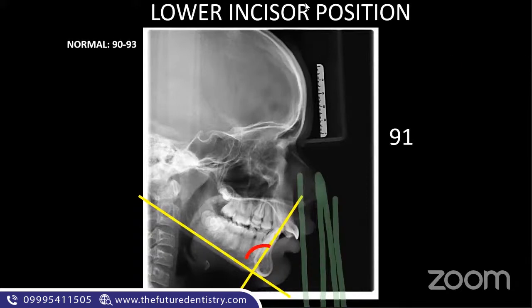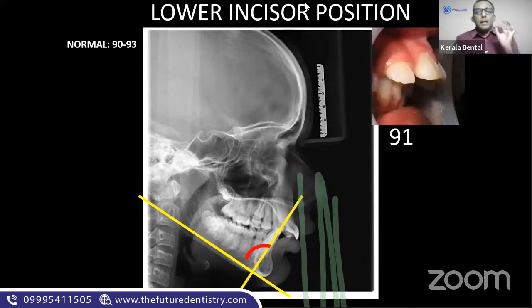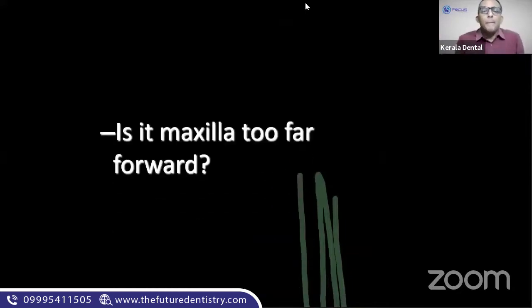Yes, okay. So the mandibular teeth are normal. Now let's look at the normal value. I told you 91. It's all normal. Now let's talk about maxilla. Is the maxilla too forward?